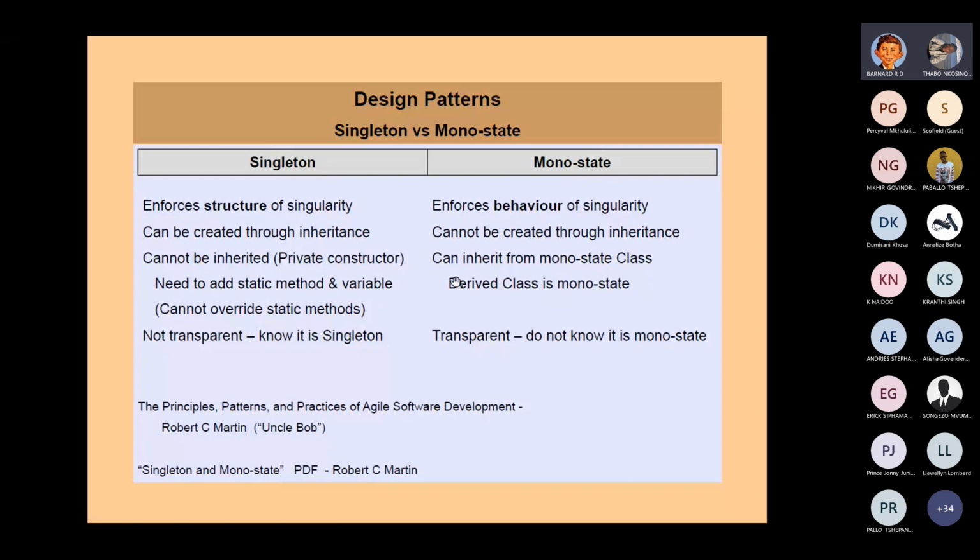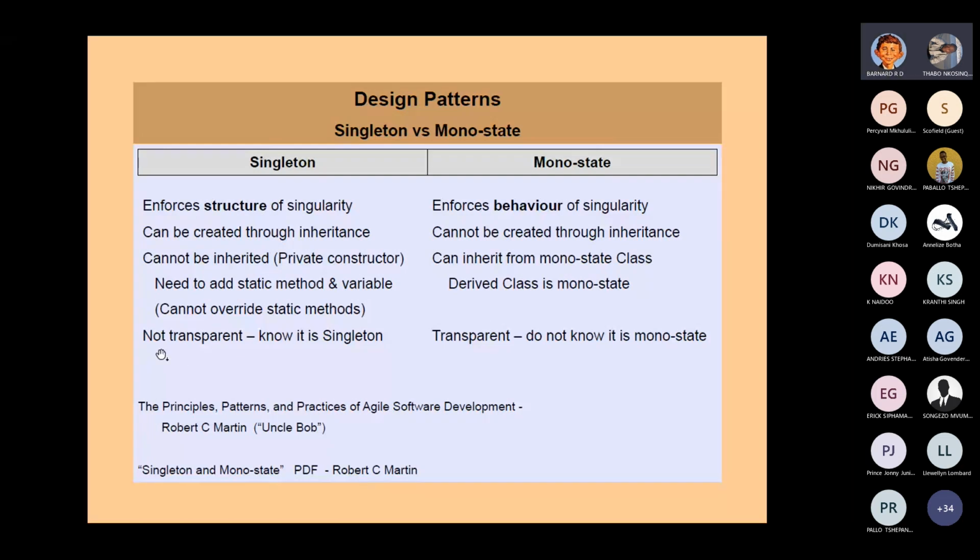Whereas with the monostate pattern, you can inherit from a monostate class. That derived class is monostate. Just notice the difference here. You cannot create a monostate class through inheritance, but you can inherit from one that is already monostate, and that derived class will be monostate. So it's only the initial part that you cannot do.